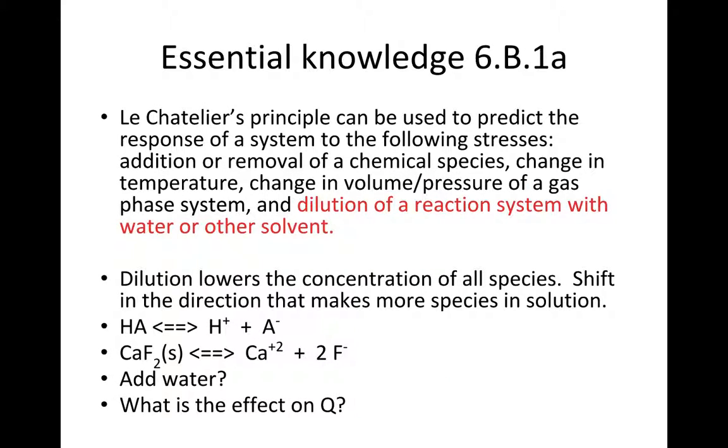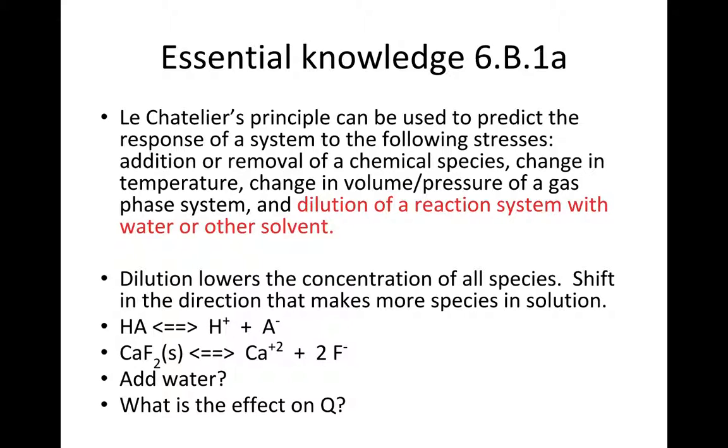Finally, we have the dilution of a reaction system with water or another solvent. So this would typically be used in a case where you have things dissolved in water. Dilution lowers concentration. In fact, it lowers the concentration of all the species that are in the solution. So by lowering the concentration of all species, we want to counter the effect. Le Chatelier's principle would predict a shift in the direction that makes more species in solution.